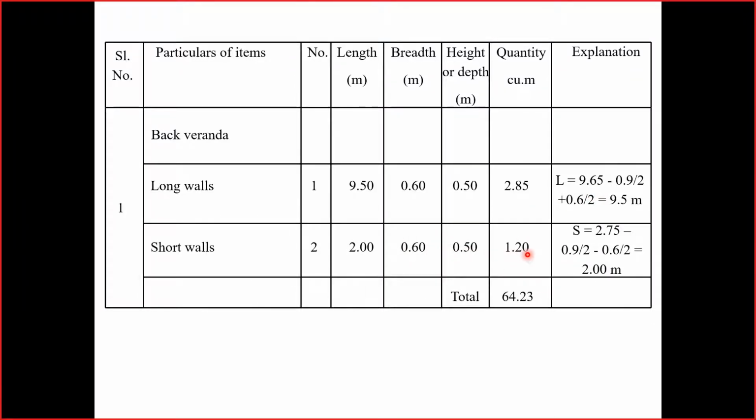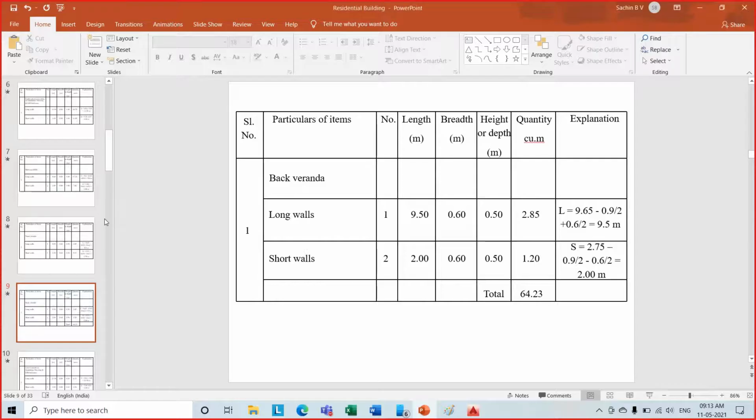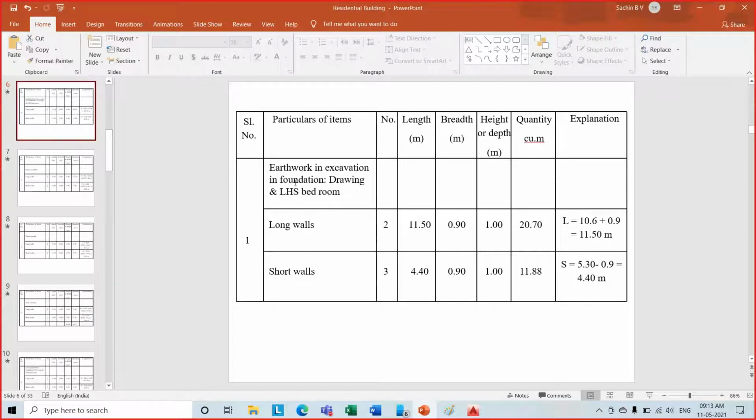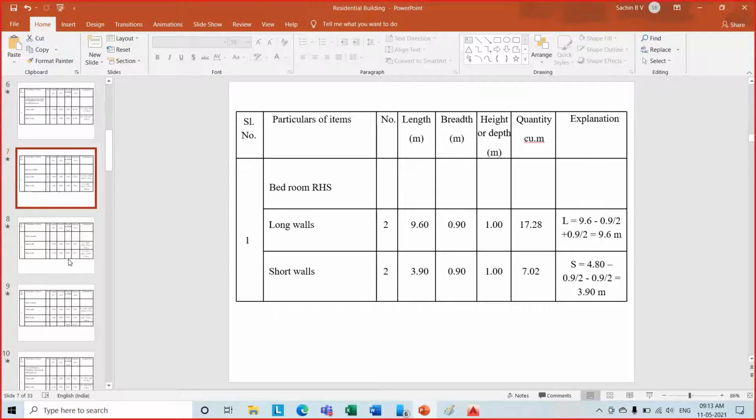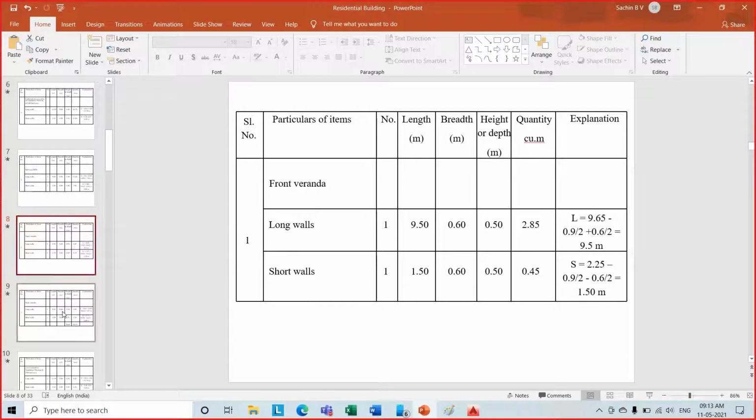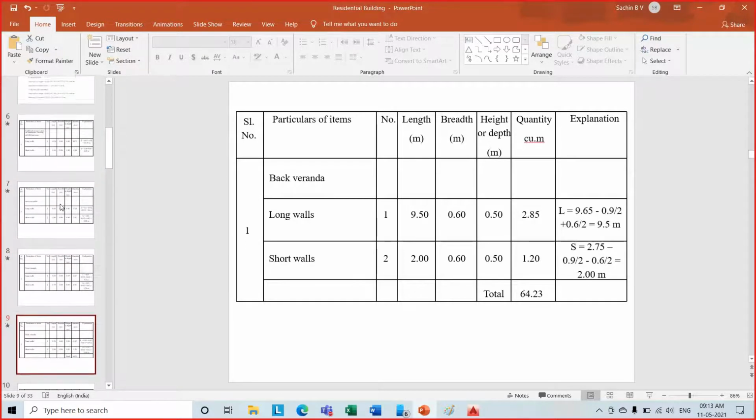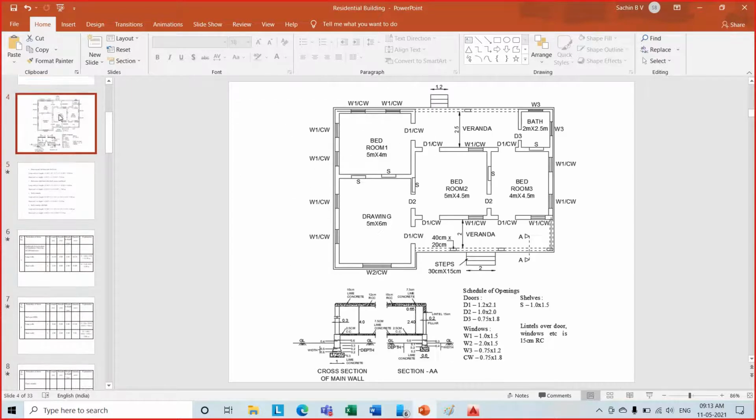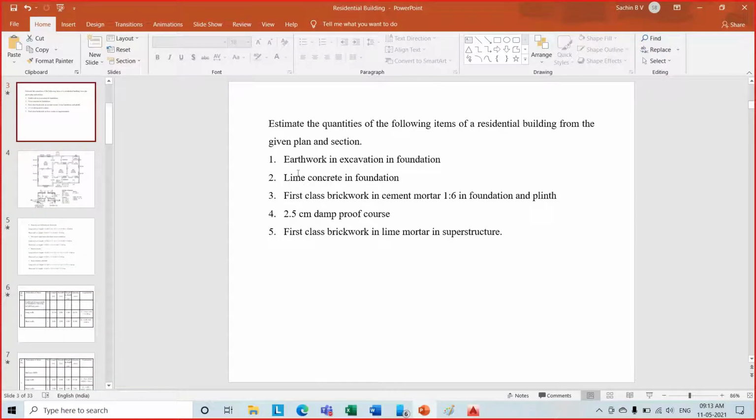But now this is the end of the calculation for earthwork in excavation. Whatever we have done, let me go back here. We have done it for the drawing room and left hand side bedroom, for the right hand side bedrooms, for the front veranda, and for the back veranda. The same thing has to be done for lime concrete in foundation, first class brickwork in cement mortar, DPC, and first class brickwork in superstructure.